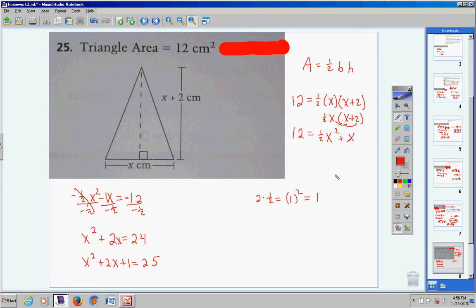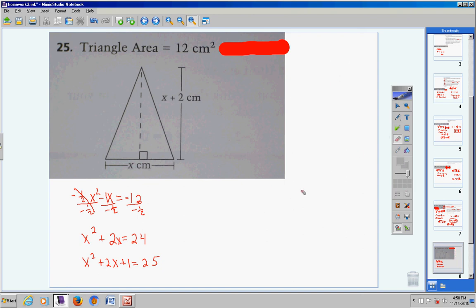Next step, factor the left side. So let's do some factoring, shall we? Here we go. Put 2 parentheses. The square root of x squared is x. That goes here and here. The square root of 1 is 1. That goes here and here. Your middle term is positive. So that goes here and here. Okay, students, now we have 2 parentheses that are identical. So we're going to write them as 1 parentheses with the power of 2.